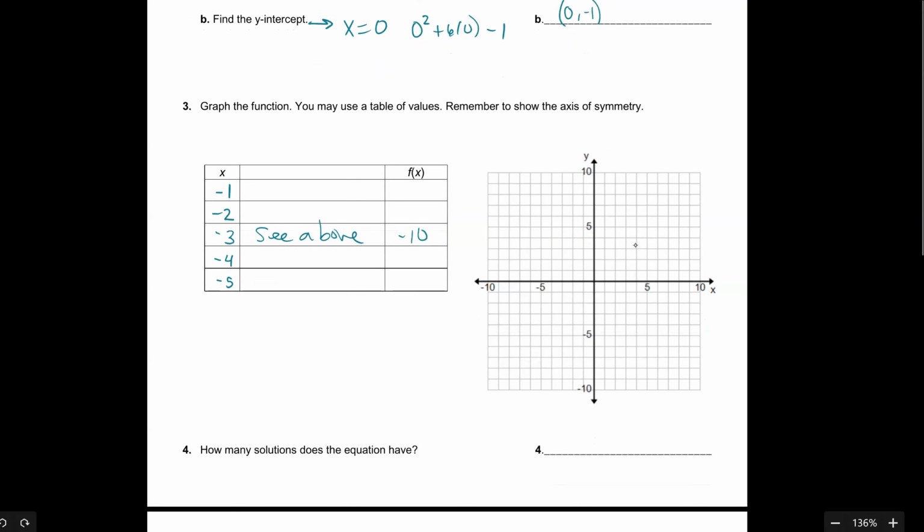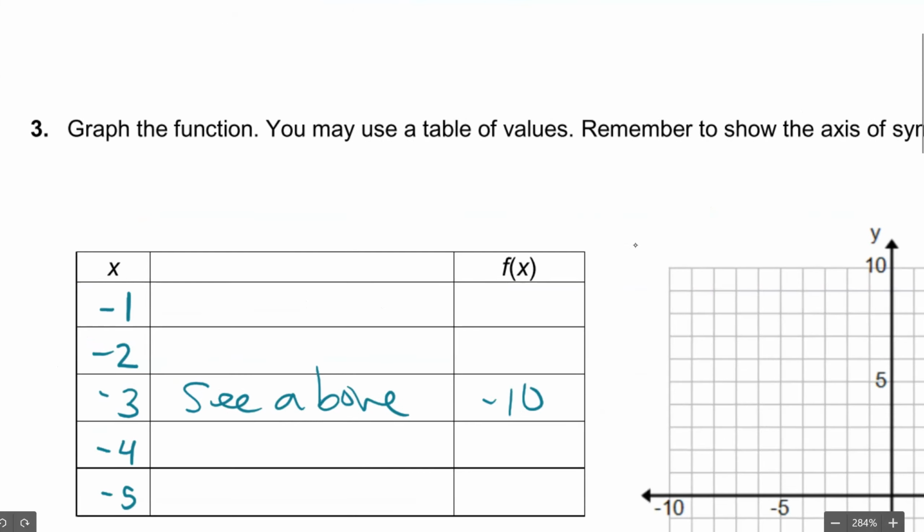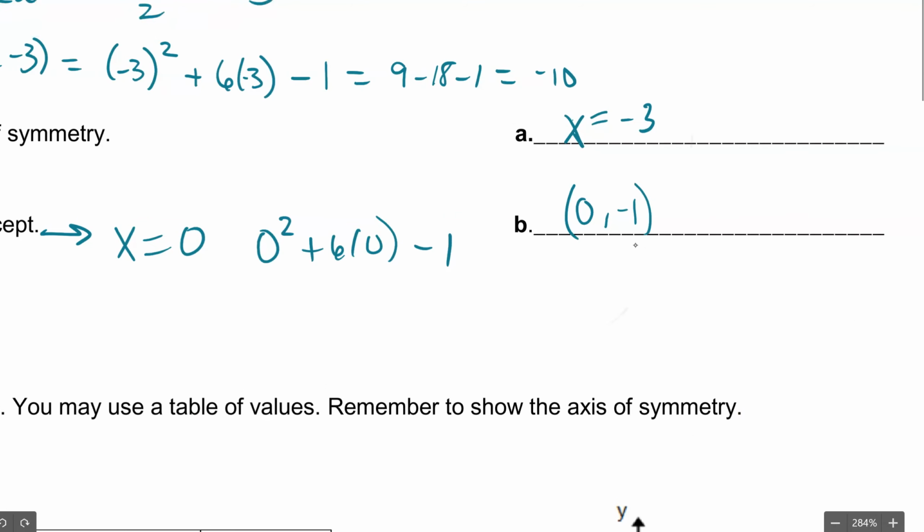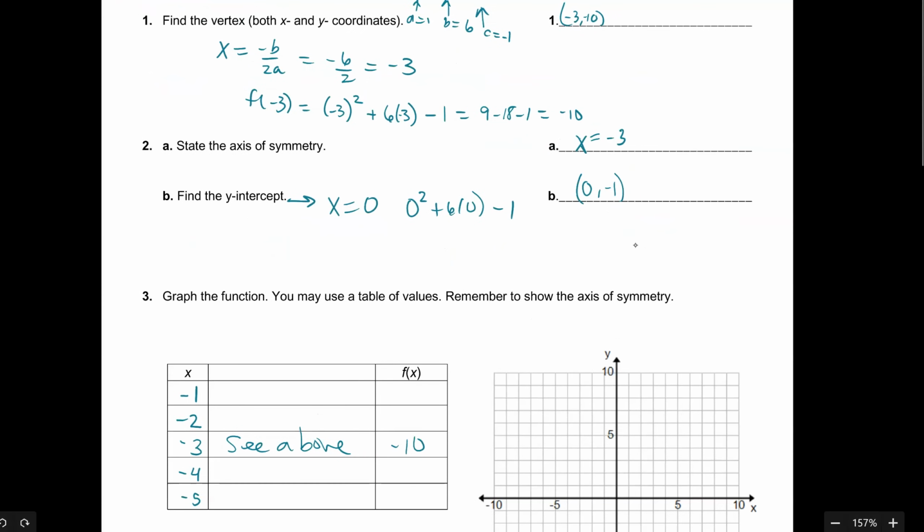The y-intercept. -1, -6. That's it. I thought, oh, my bad. I remembered the -1. So we do have to plug in.